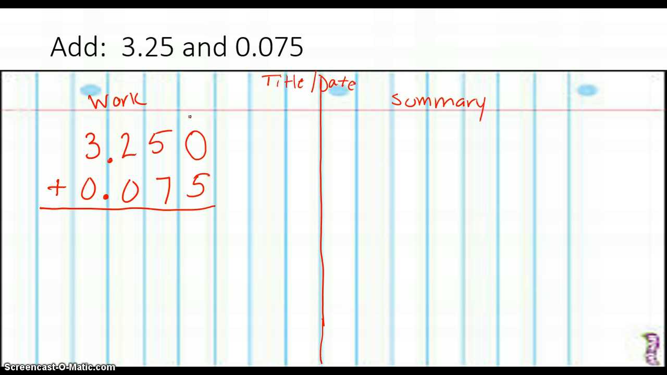Now I can add, as I normally do, starting with the lowest place value. 0 plus 5, or 0 thousandths plus 5 thousandths is 5 thousandths. 5 hundredths plus 7 hundredths, or 5 plus 7, gives me 12 hundredths. And as we know, 12 hundredths is really 1 and 2/10 of a tenth. So I'm going to add that tenth up here. And 1 plus 2 is 3 tenths. And 3 plus 0 is 3 ones. This is my sum.